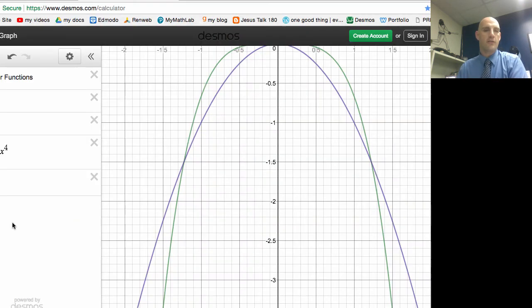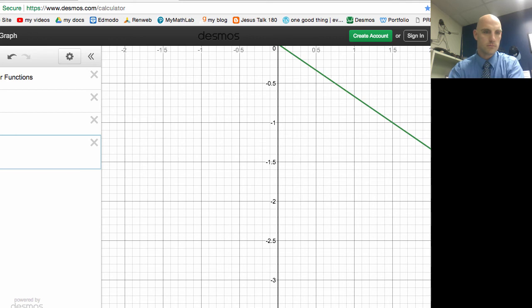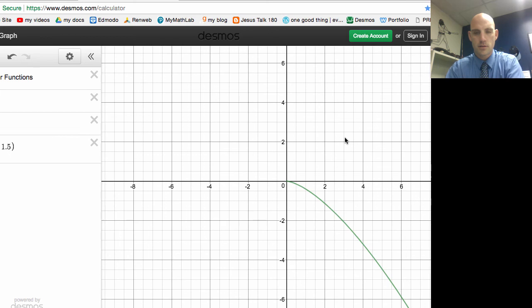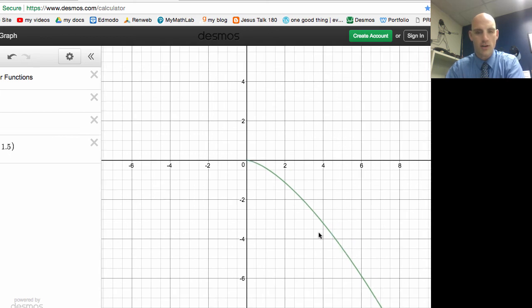Okay, and so if we check that one, negative 0.4x raised to the 1.5, right? Check it out. My graph is in the fourth quadrant, no reflection over the x-axis.